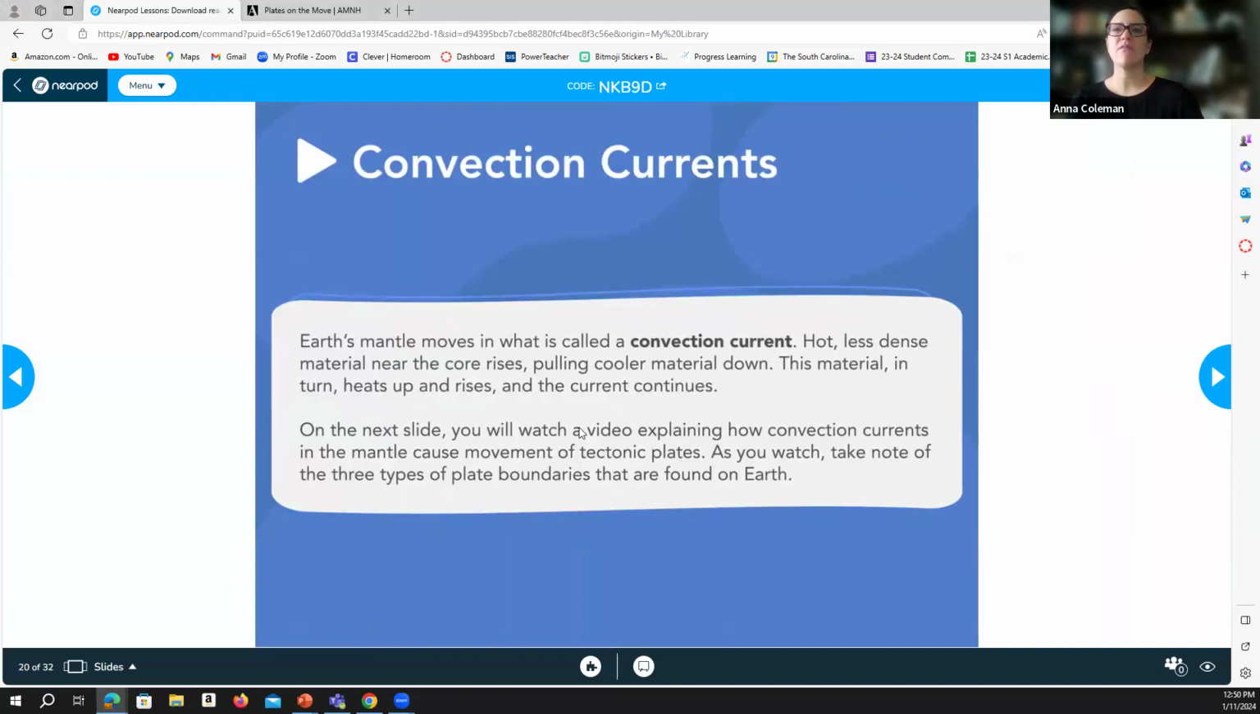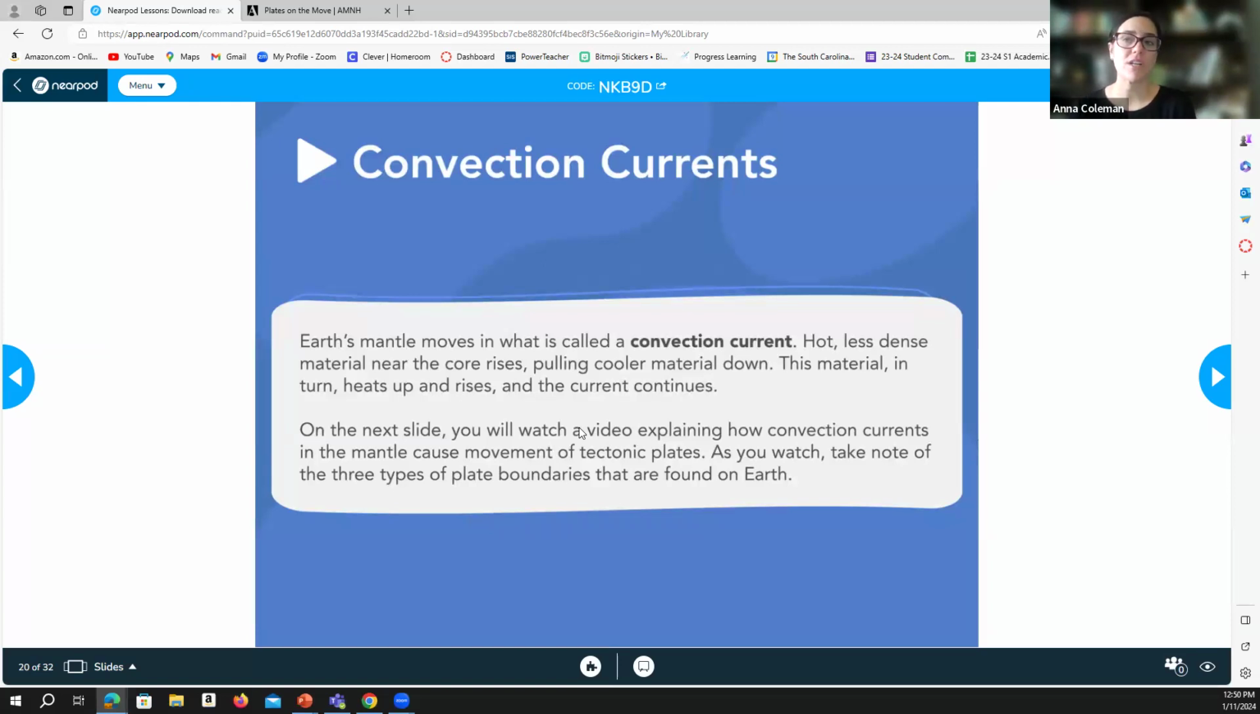Let's talk about convection currents. So the Earth's mantle moves in what we call convection currents. Hot, less dense material near the core rises, pulling that cooler material down. This material in turn heats up and rises, and the current continues.